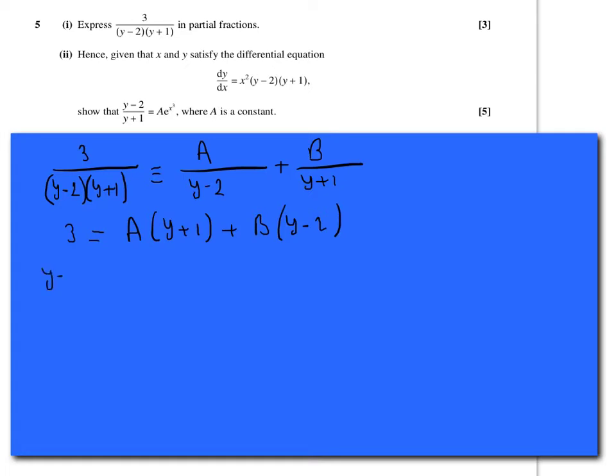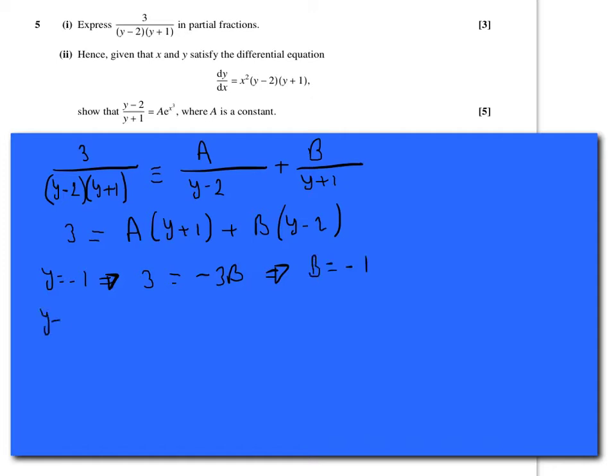If we let y equal minus 1, this gives 3 being equal to, if y is minus 1, this becomes 0. 0 times a gives 0, meaning we're left with minus 1 minus 2 giving minus 3b. Therefore b is equal to minus 1.